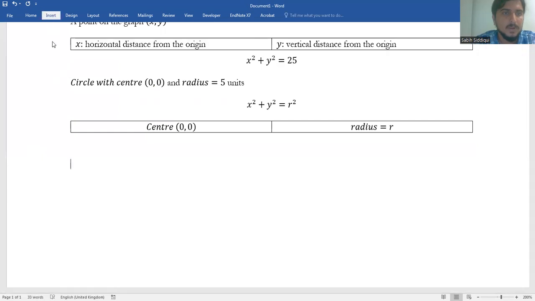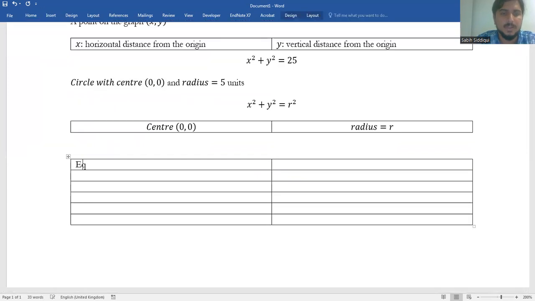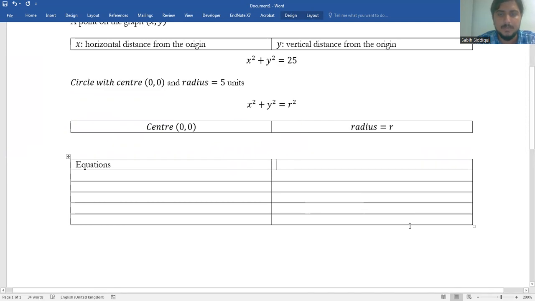Okay. Now let's write some equations and understand their center and radius. I'll be writing the equations and we will try to understand their center and radius.